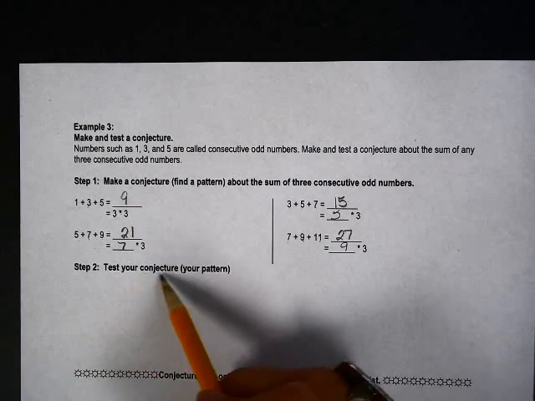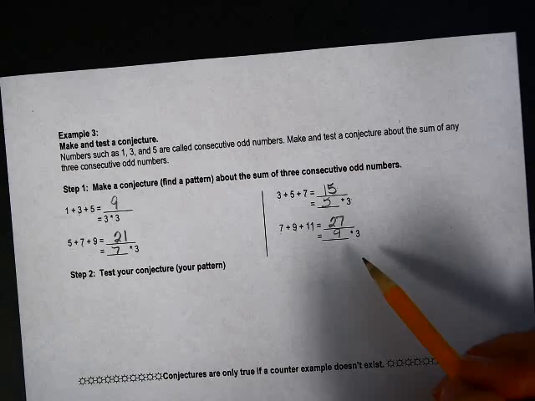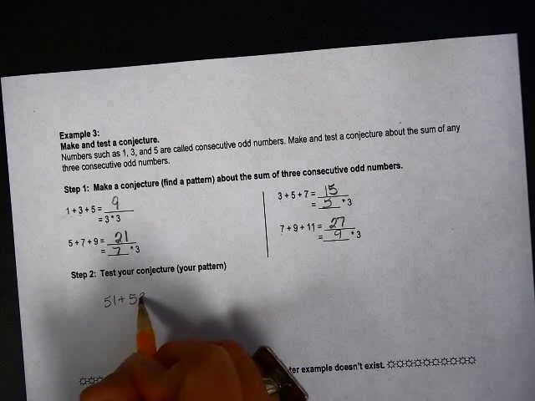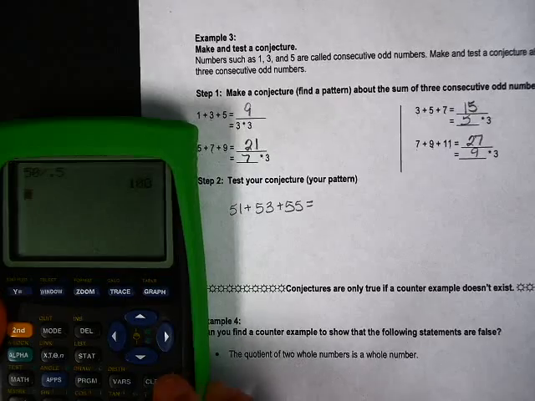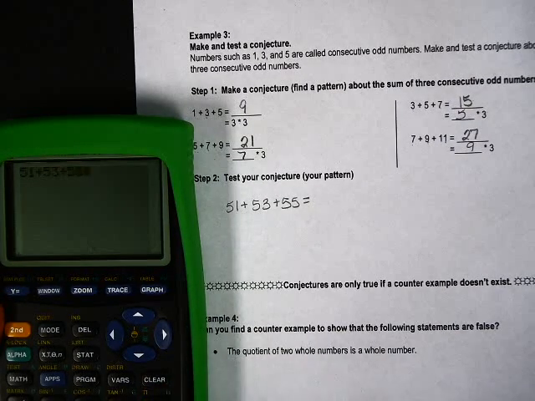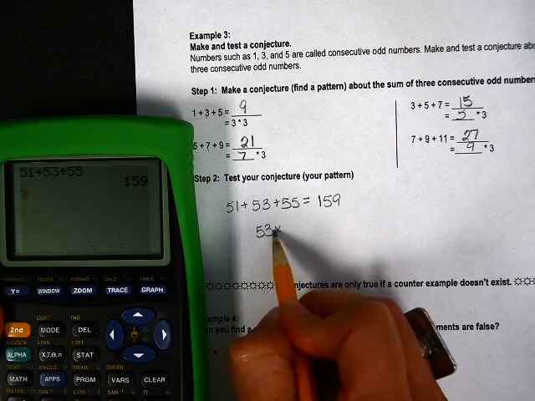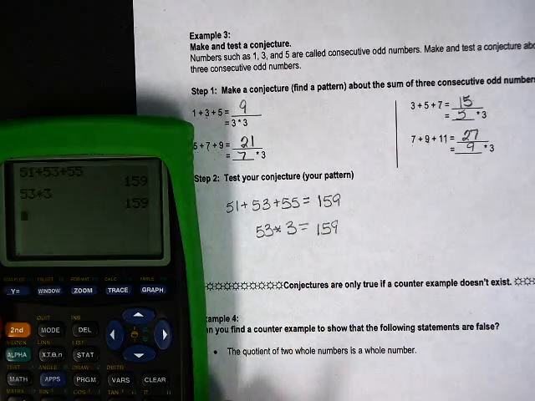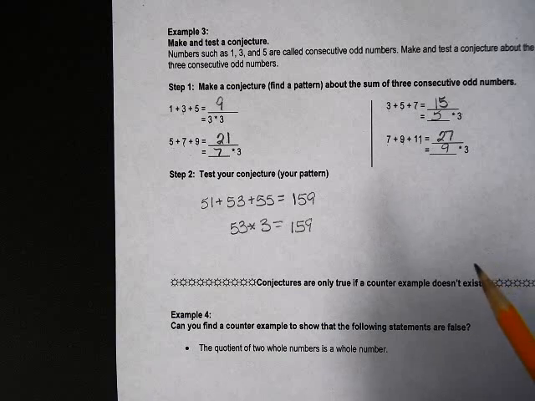Okay, so then it says test your conjecture or your pattern. And you know, you can just keep doing this. You can take very large numbers and keep going with it. And let's go with something like 51 plus 53 plus 55. That adds up to 159. What is our middle number? 53 times 3. We get 159. When you do that enough and you check it at different levels, you can see if your conjecture is true.